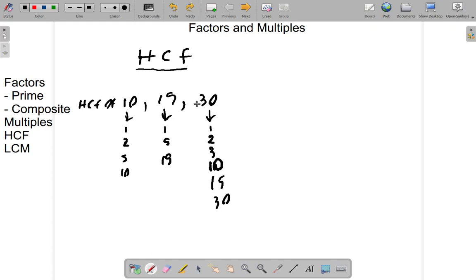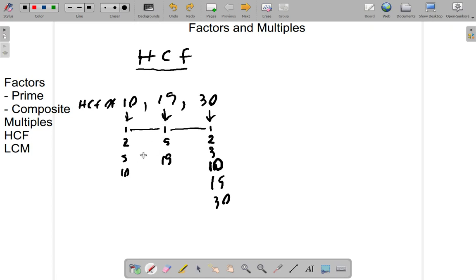Now let's look at the common factors. Common factors mean a factor of 10 is also a factor of 15, and is also a factor of 30. It is common throughout. There is 1. 1 is a common factor. Is it the highest? We don't know yet. 2. No, 2 is not a common factor. We have 2 as a factor of 10 and 2 as a factor of 30, but it's not a factor of 15, so 2 is not a common factor.